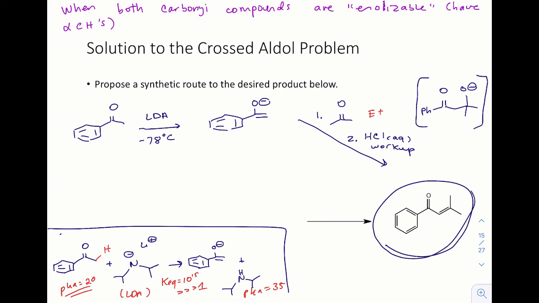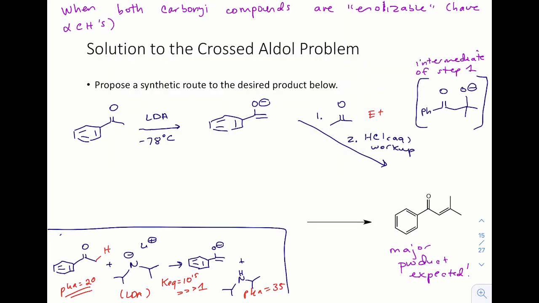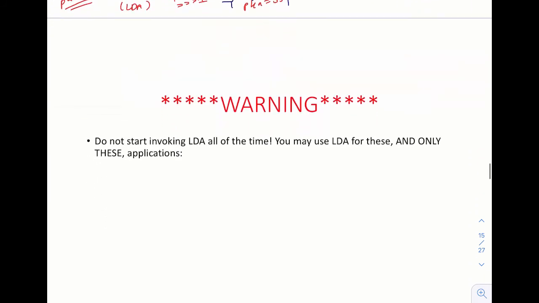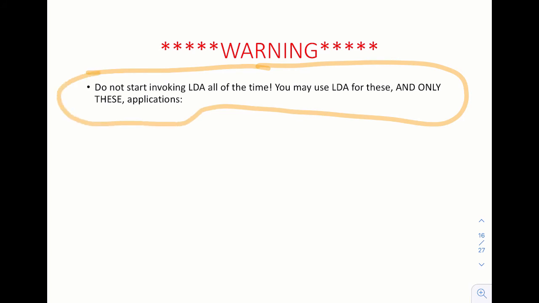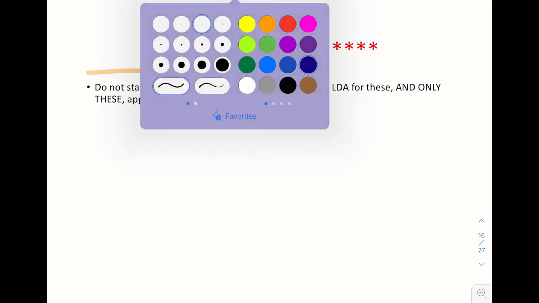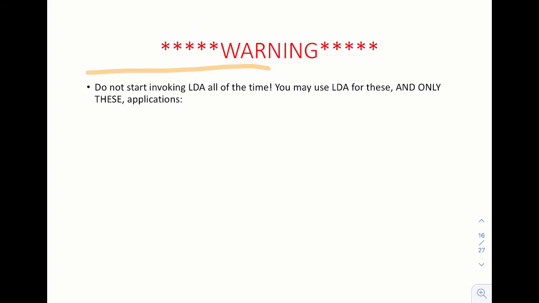This is the only expected product of this aldol condensation reaction. Sweet, let's use LDA all the time for crossed aldols. No, not sweet. Do not start invoking LDA all the time. There are only very specific examples when you should invoke LDA. Lithium diisopropylamide is a very reactive base, and you cannot just use it in any context you want.